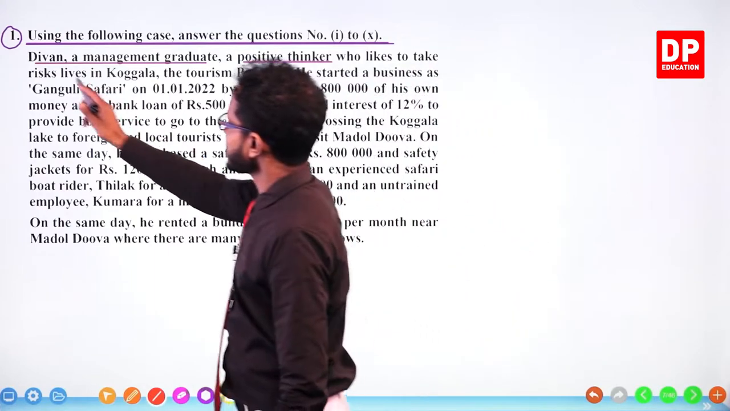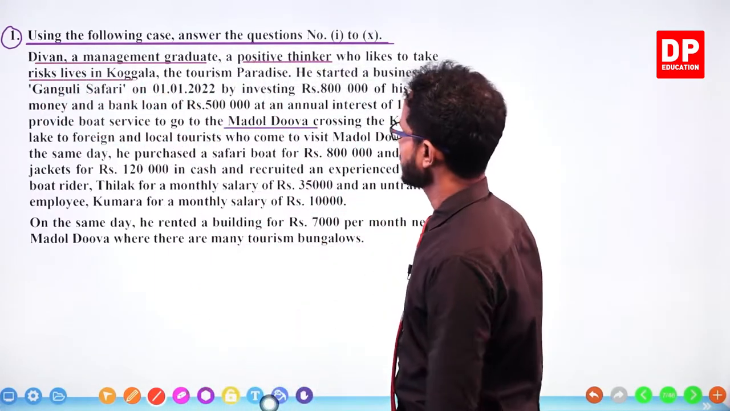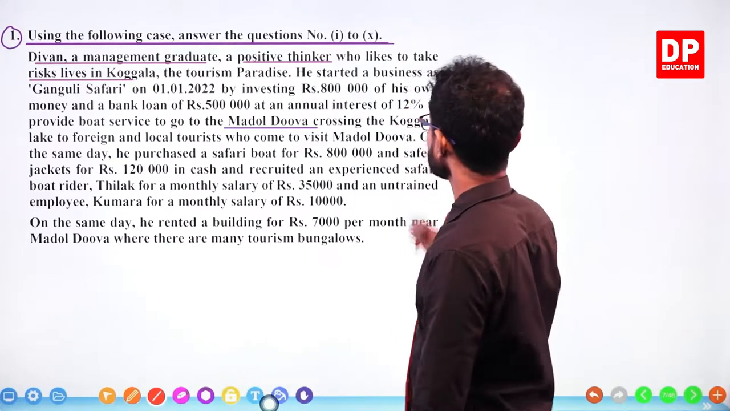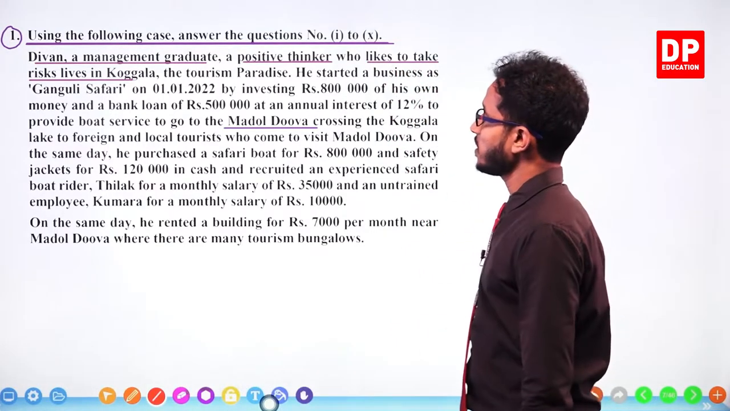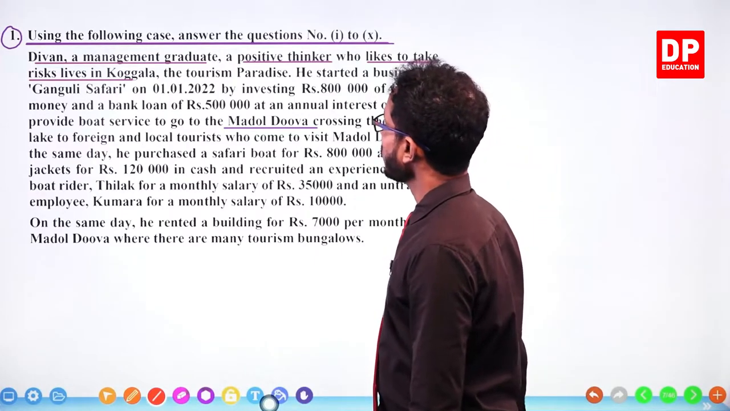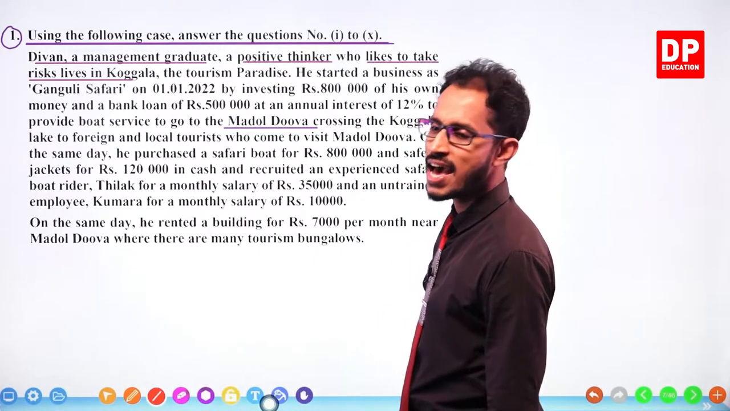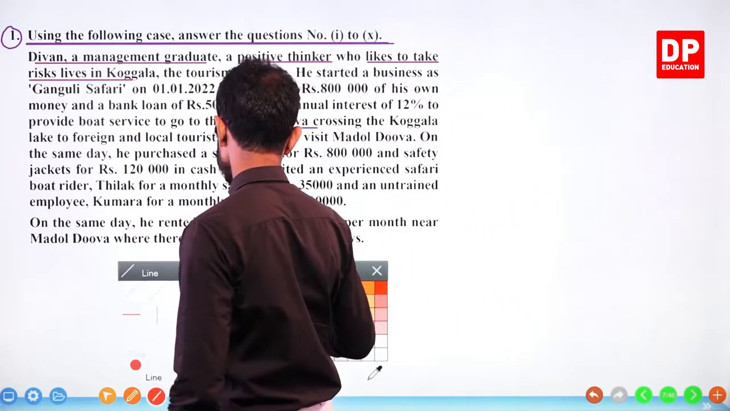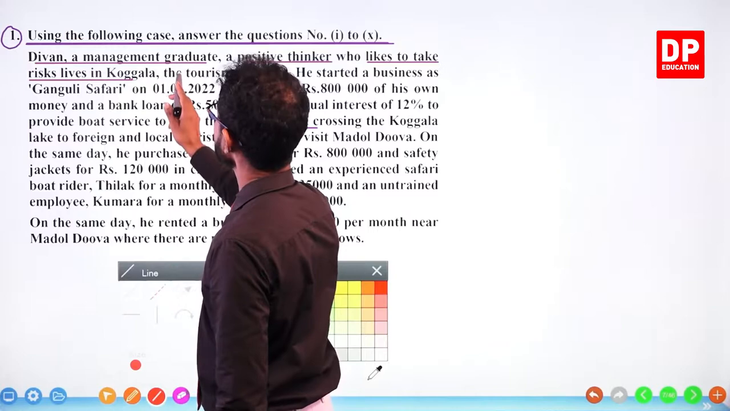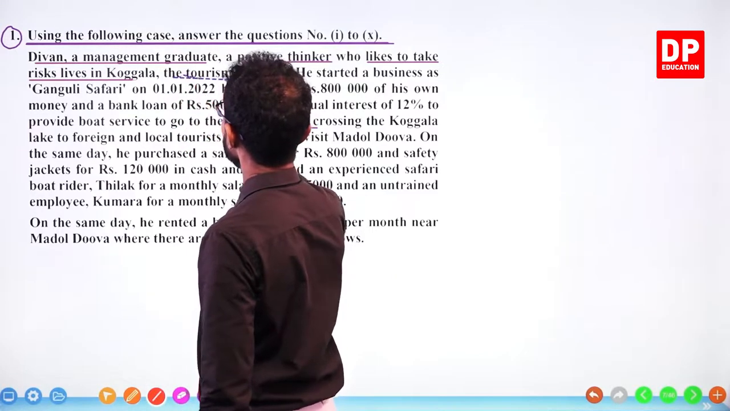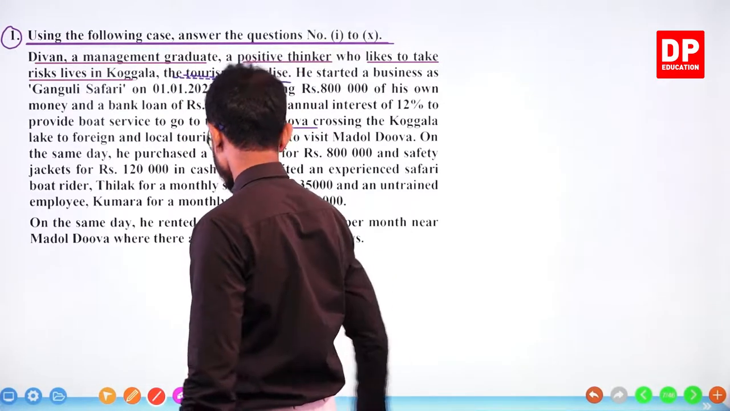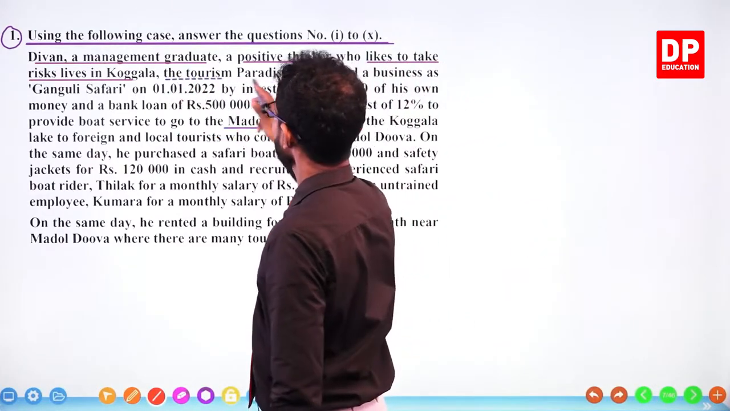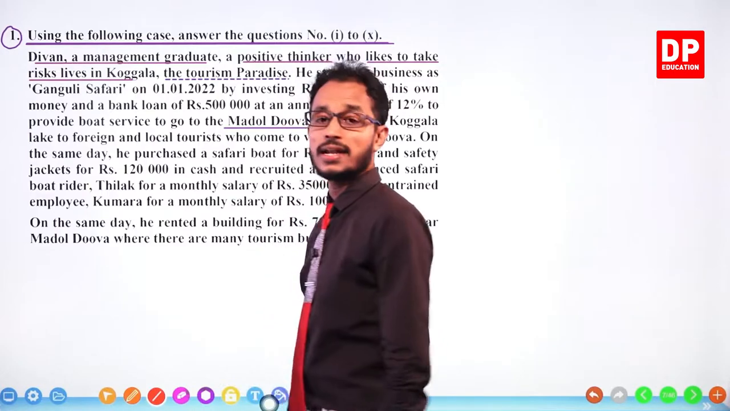Positive thinker. Likes to take risks. That's interesting. Likes to take risks. Very nice. And Koggala is the tourism paradise. How important is it to Mr. Devan? Very important. Tourism paradise.